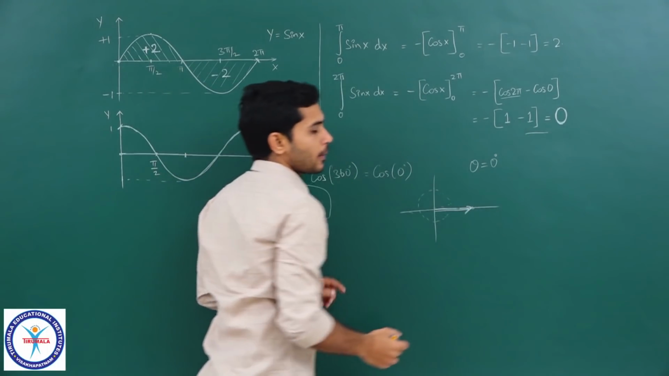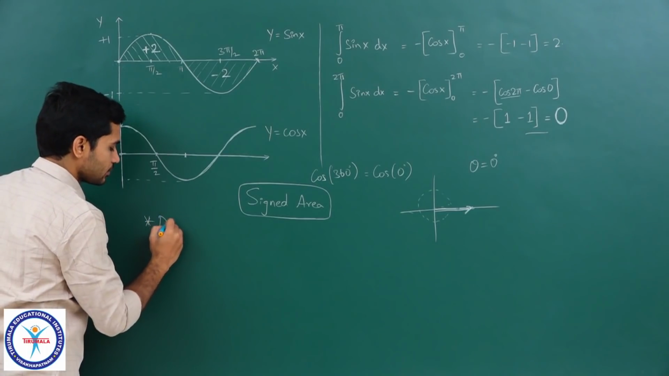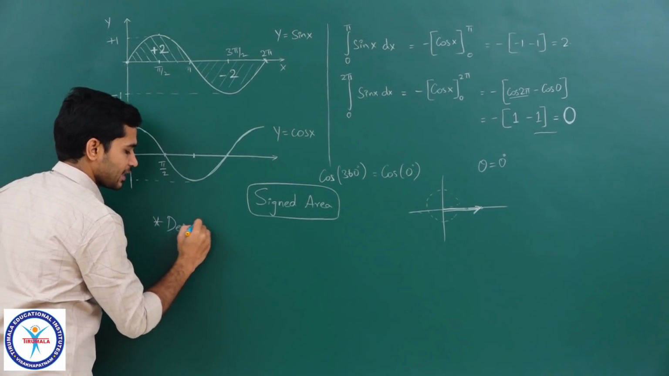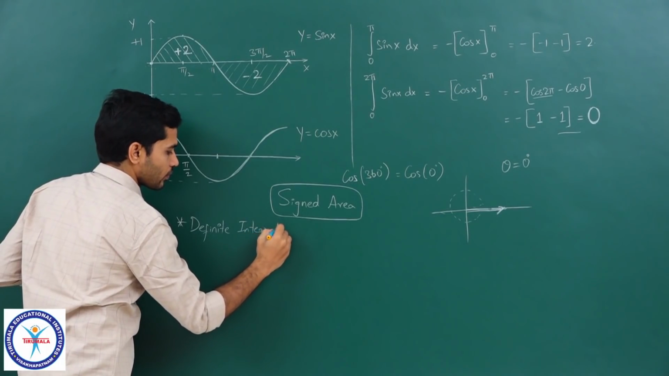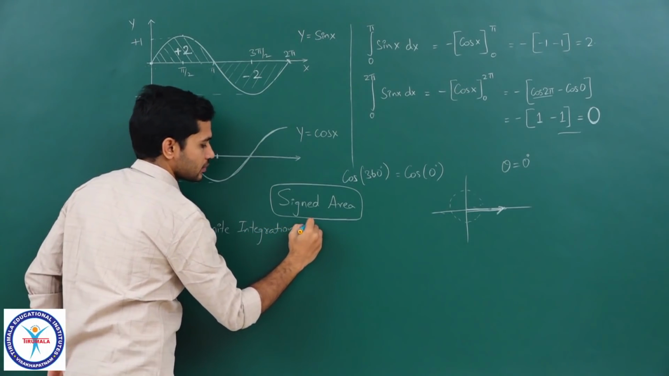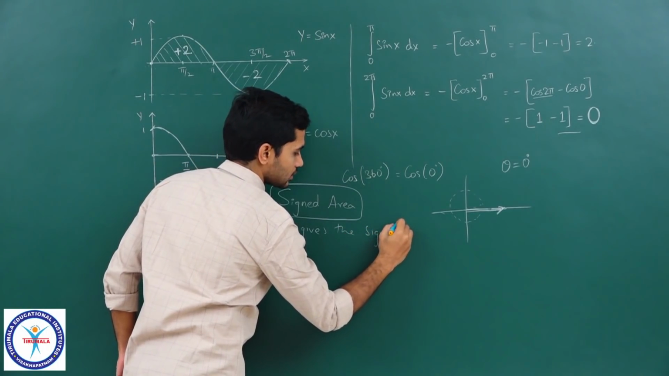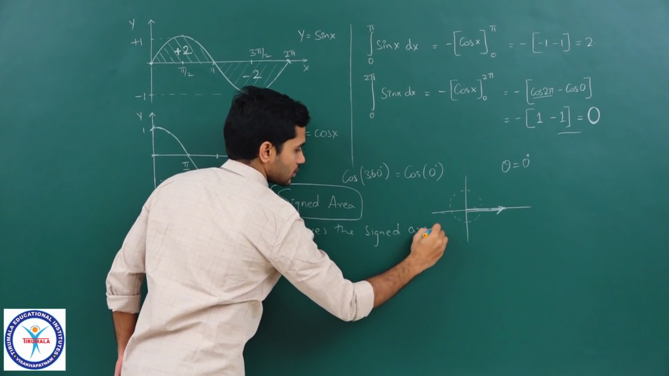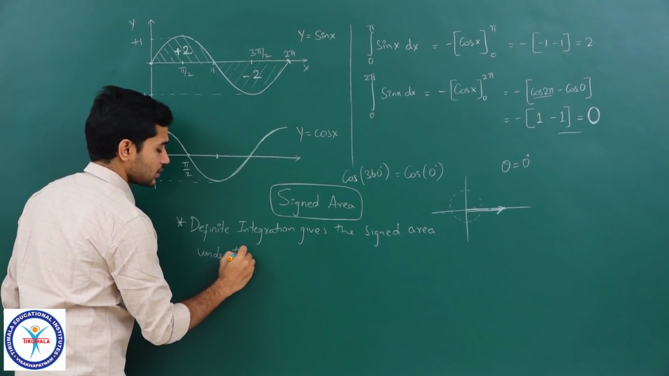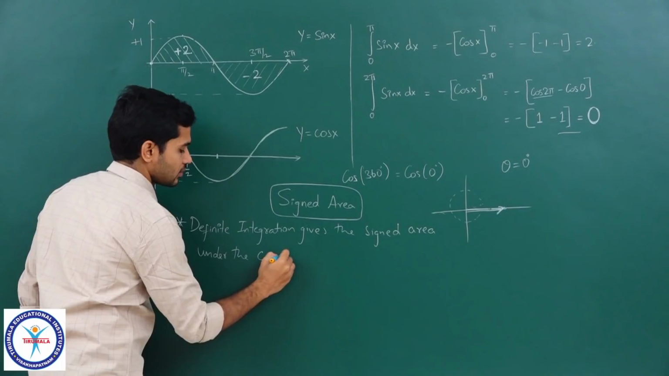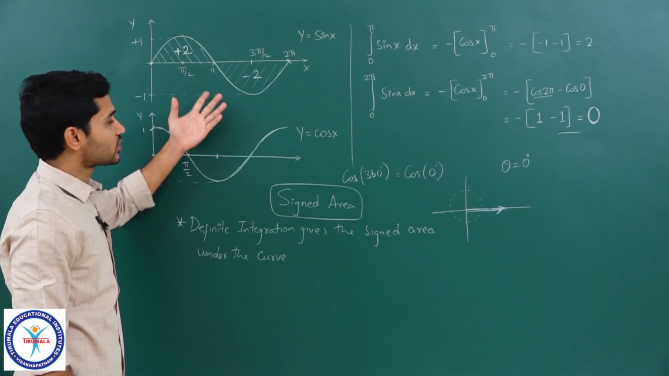So remember this point, which you should definitely keep in mind: definite integration gives the signed area under the curve. Clear?